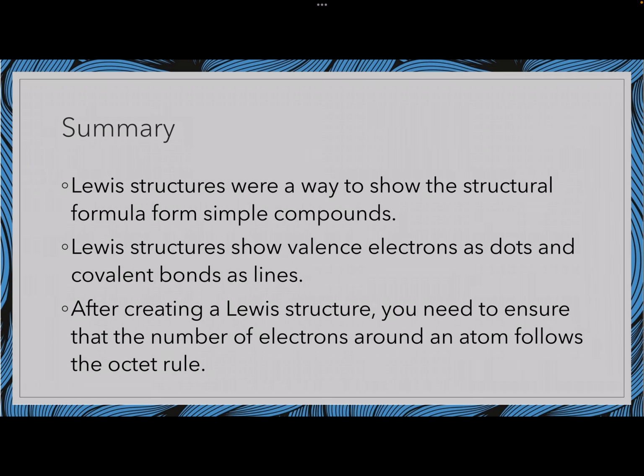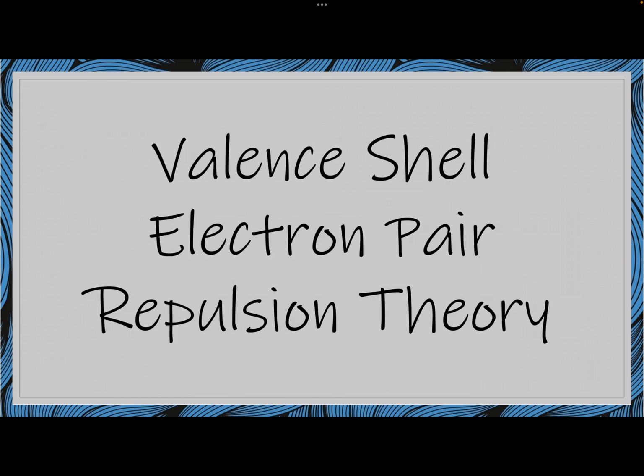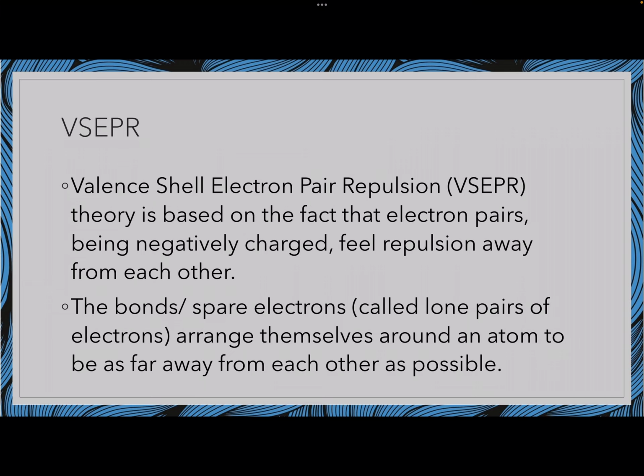So, molecular geometry. Why is it that when we show a picture of water, the water is always bent? Well, the answer is valence shell electron pair repulsion theory, or VSEPR theory, whatever you want to call it. This theory is based on the fact that electron pairs, being negatively charged, feel repulsion away from each other. Just like with magnets, opposites attract, likes repel: negatives and negatives push away, positives and positives push away.